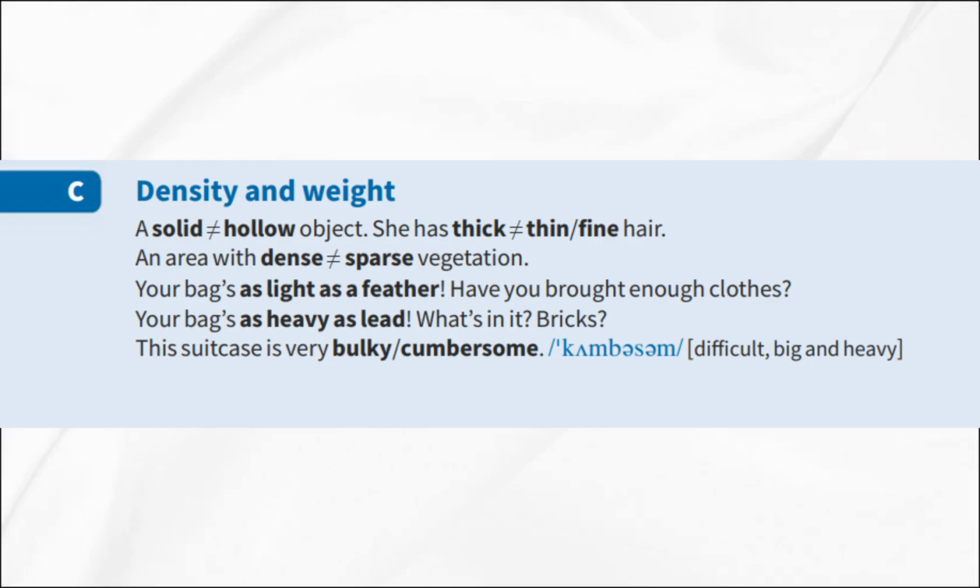Density and weight. Finally, let us look at words to describe density and weight. A solid object is the opposite of a hollow object. Solid means hard all through, while hollow means empty inside. She has thick hair, while the opposite is thin or fine hair. An area with dense vegetation has a lot of plants growing close together. The opposite is sparse vegetation, which means few plants.